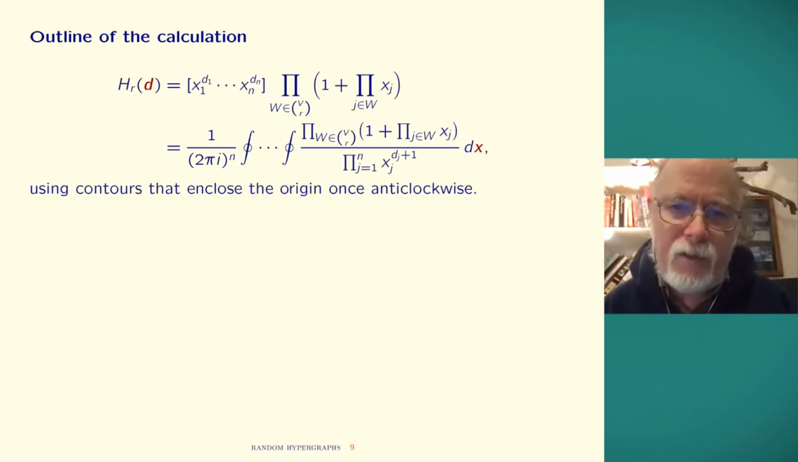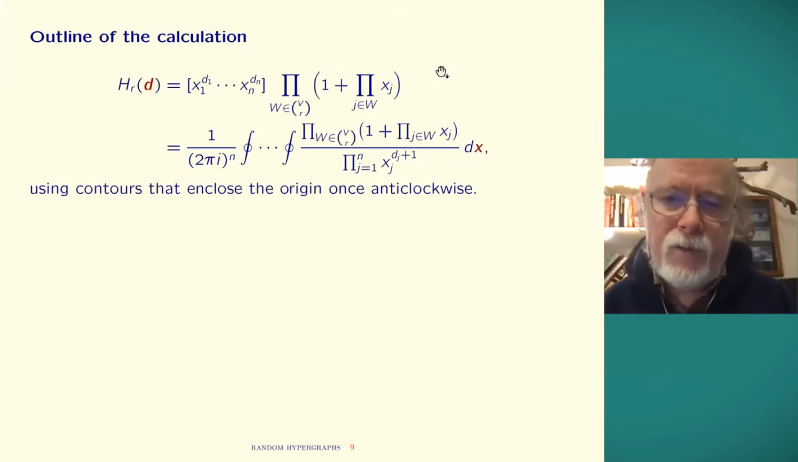Now, if you think of multiplying out this large product, what you get is a polynomial, and the degree of xj in any term in this polynomial is the degree of that vertex in the hypergraph. So the problem reduces to finding the coefficient in this polynomial of the monomial that's got x1 to the d1 all the way up to xn to the dn, where d1 up to dn, of course, are the degrees you want to achieve.